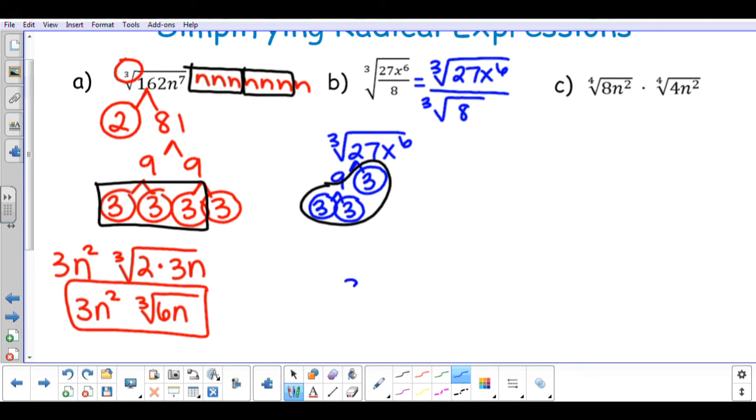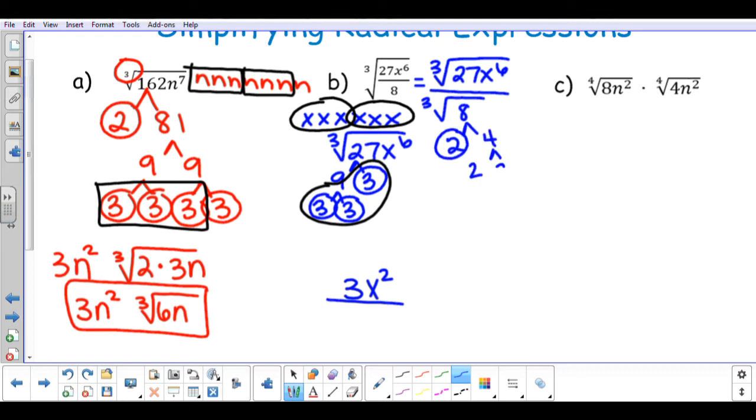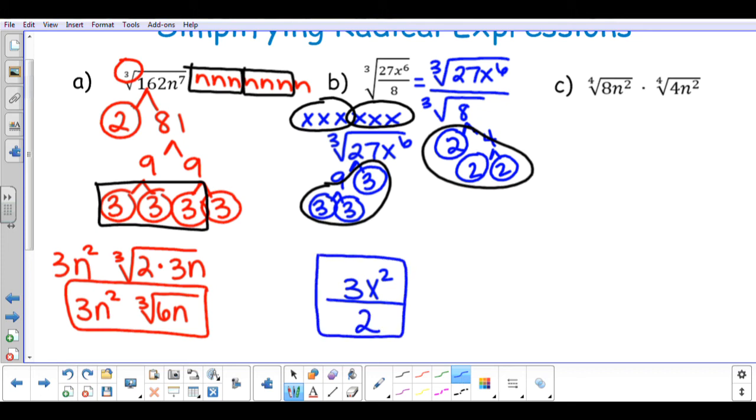No number is left over, but I do need to break up my x's. So since I have 6 x's, I'm going to group them in 3s. So I have one group of 3, and I have a second group of 3. So I'm going to have a 3x squared in my numerator with nothing left over. In my denominator, I have the cube root of 8. So factors of 8 would be 2 and 4. 4 breaks up into 2 and 2. I end up with 3 2s and nothing left over, so I have a 2 in my denominator. So my final answer is going to be 3x squared divided by 2.